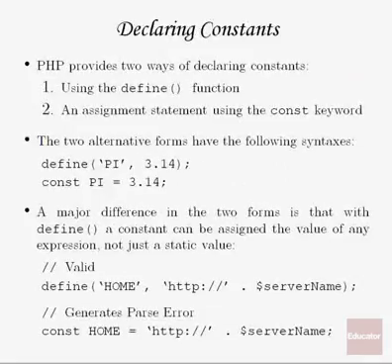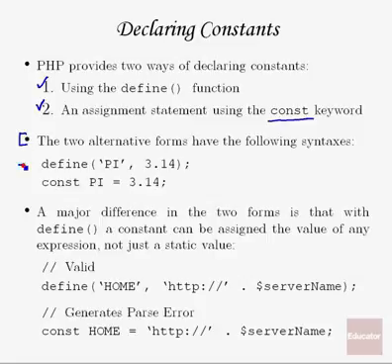So we know what constants are and the rules for their identifiers in PHP. Now let's talk about how we actually declare constants within our code. PHP basically provides two different methods. The first method is through the use of a function called the define function, and the second is using an assignment statement with the const keyword.